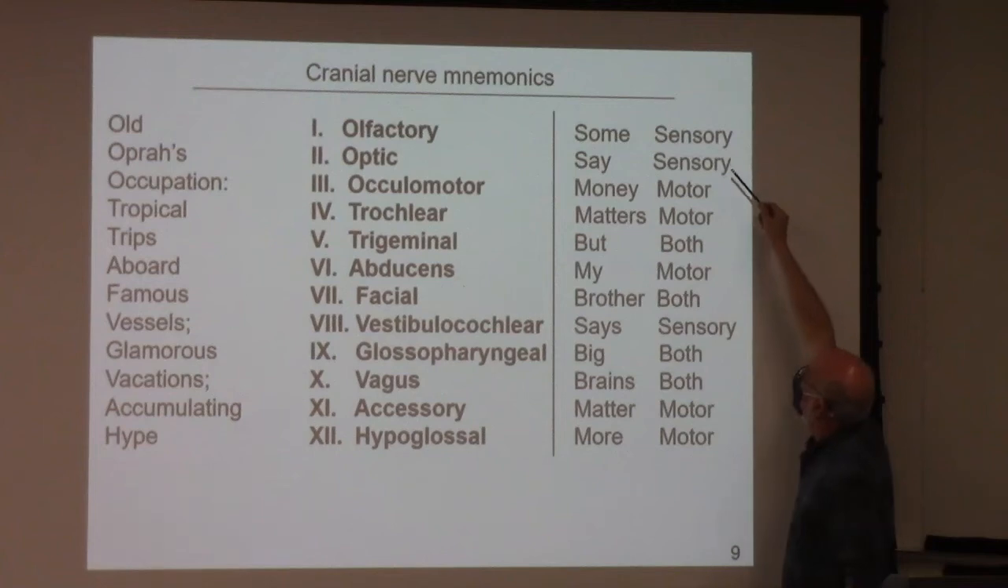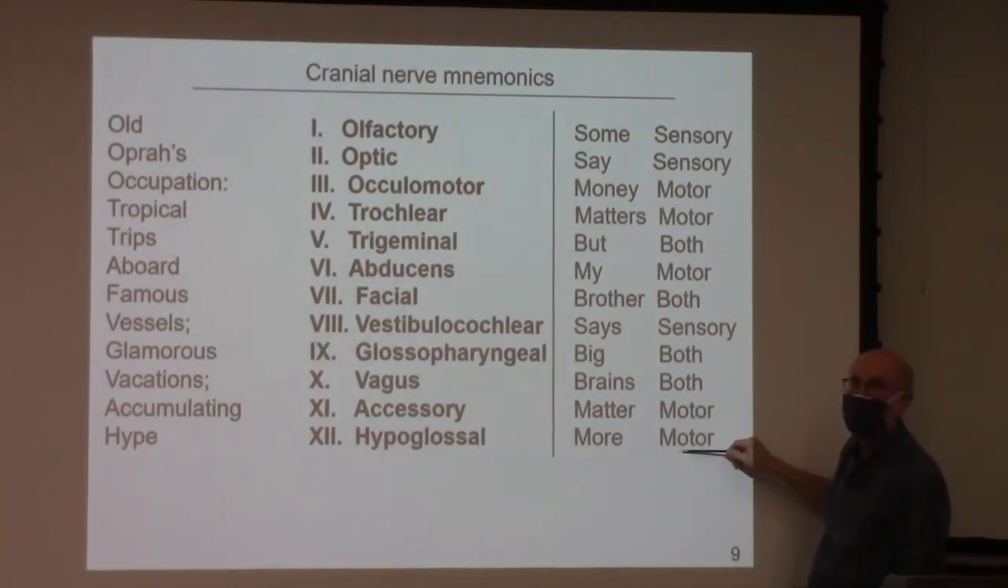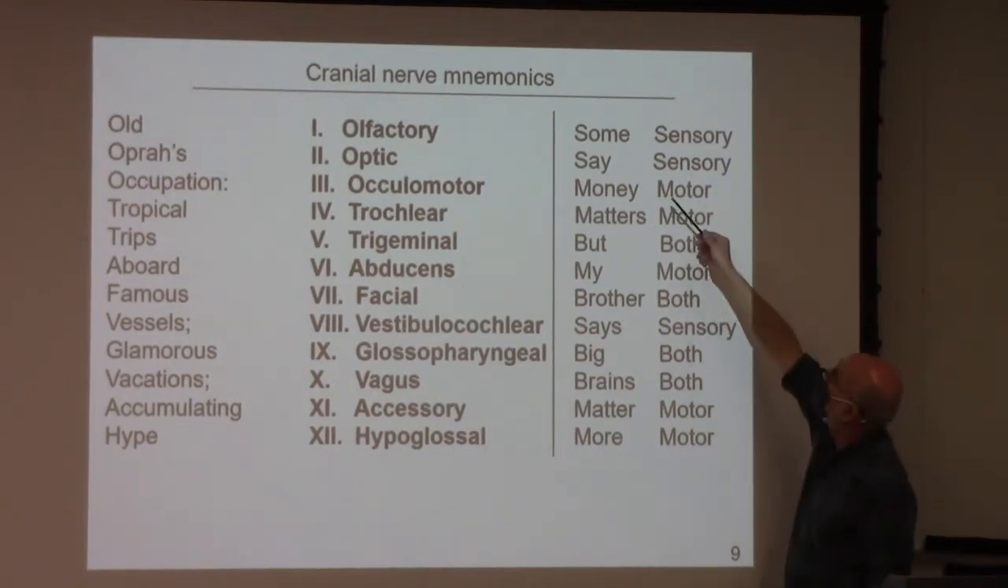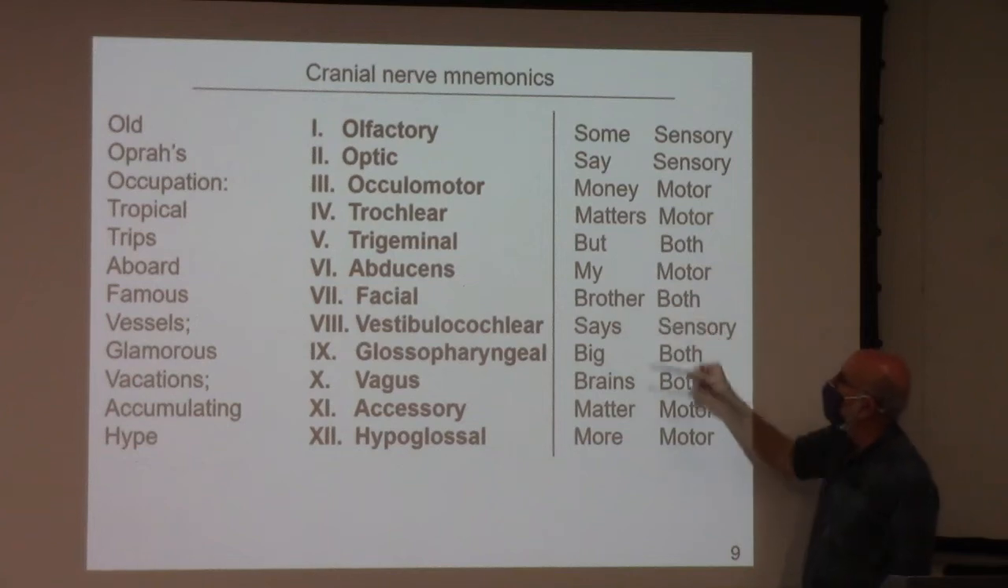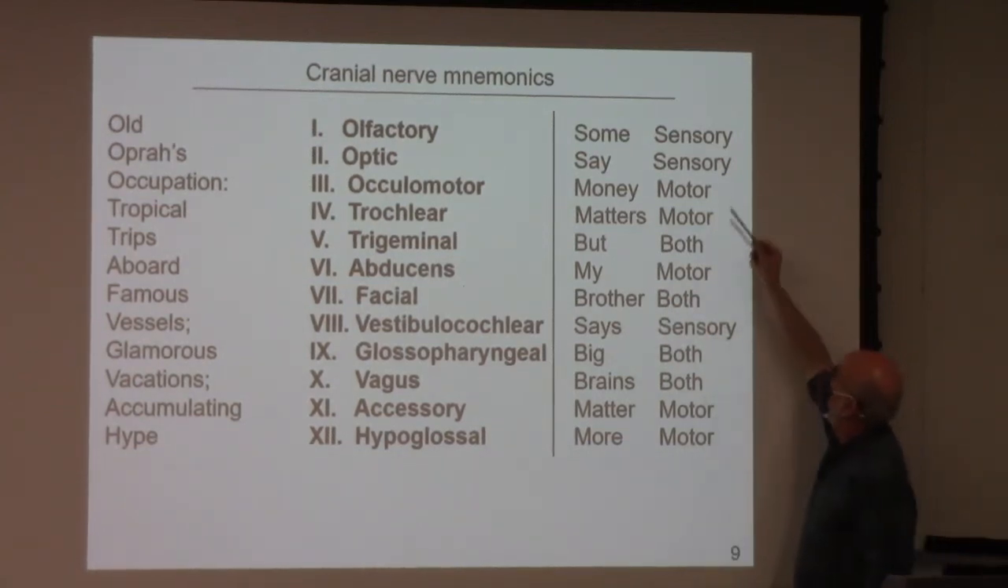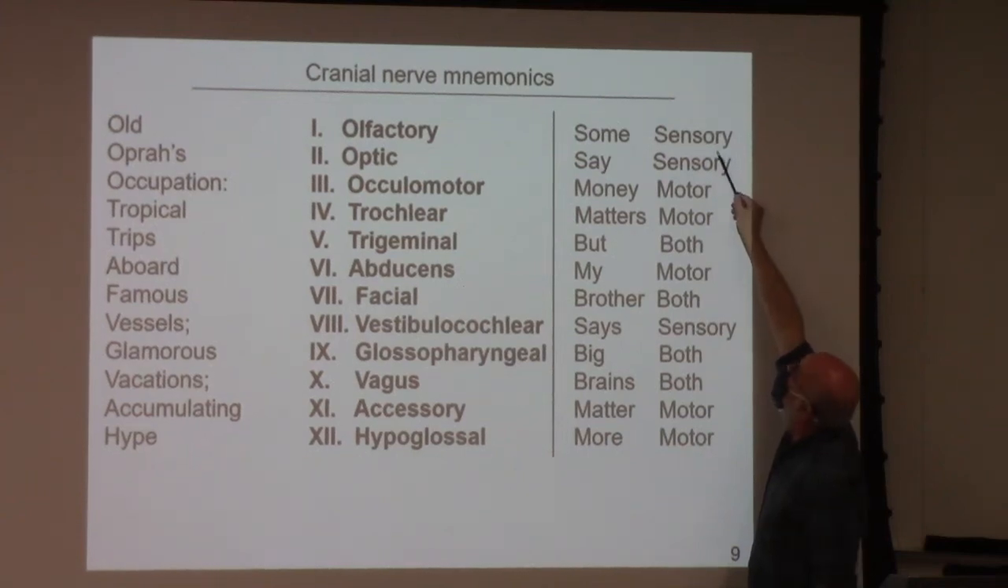There's another mnemonic that helps you remember whether it's sensory, motor, or both. Some of them are mixed. So some say money matters, but my brother says big brains matter more. So the first nerve, the olfactory nerve, is sensory only. The second nerve, the optic nerve, is sensory only.